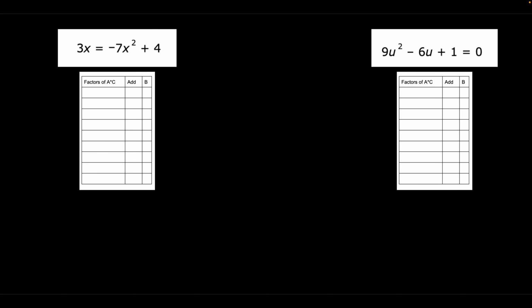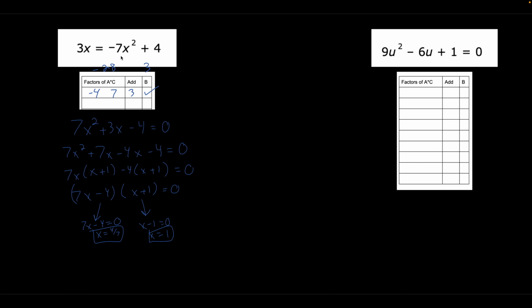Okay, now that you've had time to work these problems, let's check your solutions. For the first problem, you could have moved this 3x over here, or you could have moved both of these numbers over here. You should get the same answer. I chose to move both over because I wanted a positive here. But either way, you should have come up with x equals positive 4/7 and x equals positive 1.